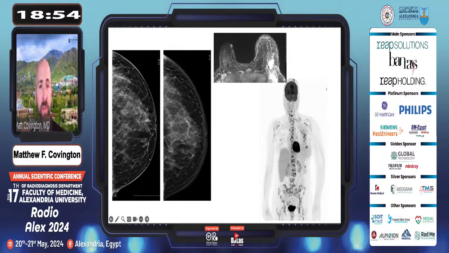Unfortunately, this is fairly typical for inflammatory breast cancers. This patient actually died 3 months after her diagnosis. That's how aggressive these cancers can be.